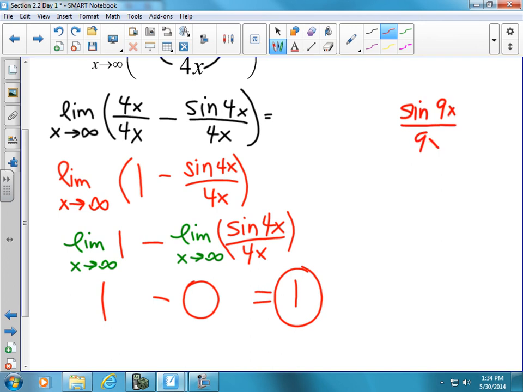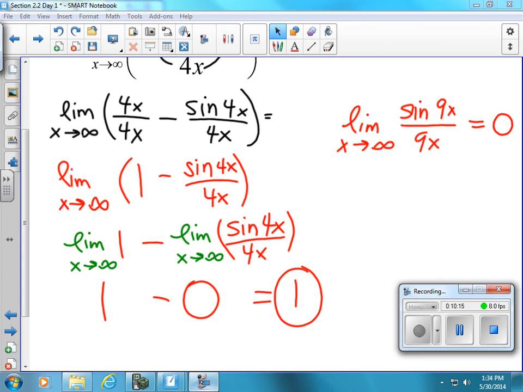So these limits, sine of 9x over 9x, are the same as sine of x over x. When you take the limit, x going to infinity, they're all going to equal 0 if you have the same number on the top and the bottom. Okay, and that is the end of our lesson, first part of.